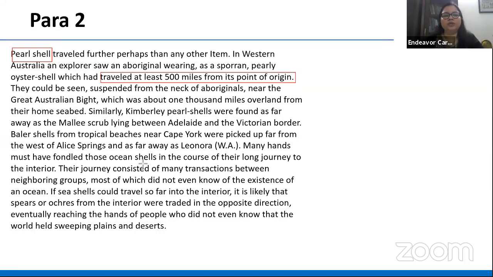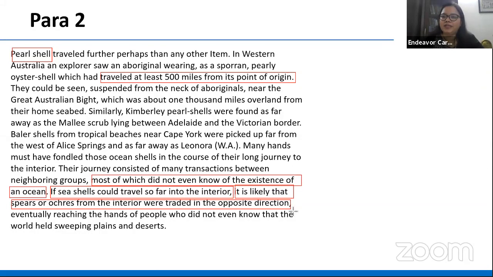Many hands must have fondled those ocean shells in the course of their long journey to the interior. Their journey consisted of many transactions between neighboring groups, most of which did not know the existence of an ocean. So when it reached certain people, those people who got the pearl shells in their hands didn't even know that there was something called an ocean. If sea shells could travel so far into the interior, it is likely that spears or ochre from the interior were traded in the opposite direction. So obviously trading should have happened in the opposite direction too.